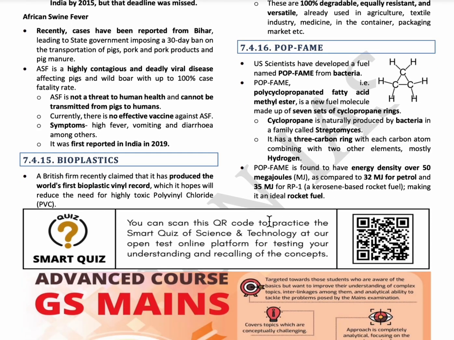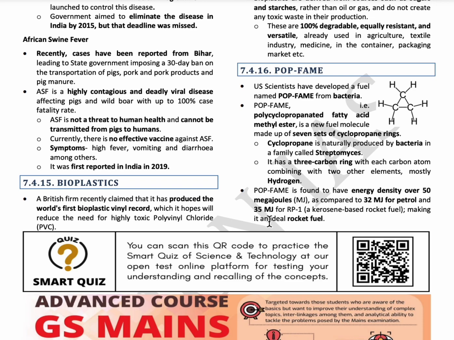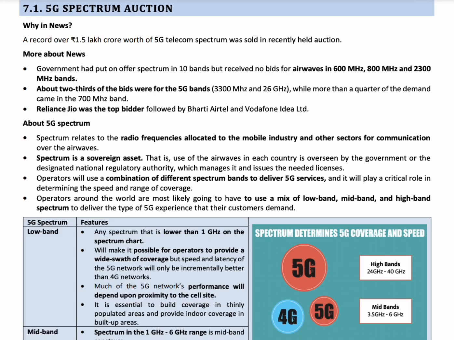The next topic is bioplastics. Bioplastics are derived from sources such as sugars and starches and do not create toxic waste in their production. They are 100% degradable. The next topic is POP FAME, polychloropropanated fatty acid methyl ester. It is a fuel made from a bacteria family called Streptomyces.